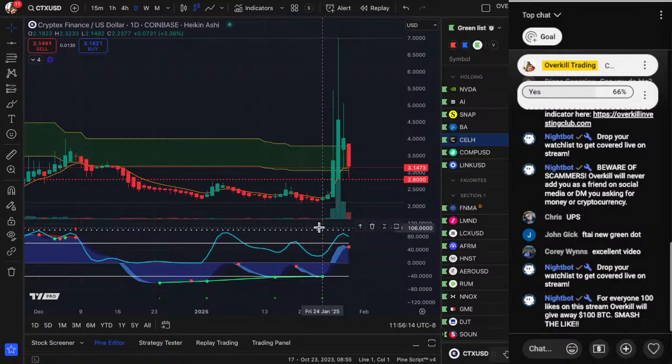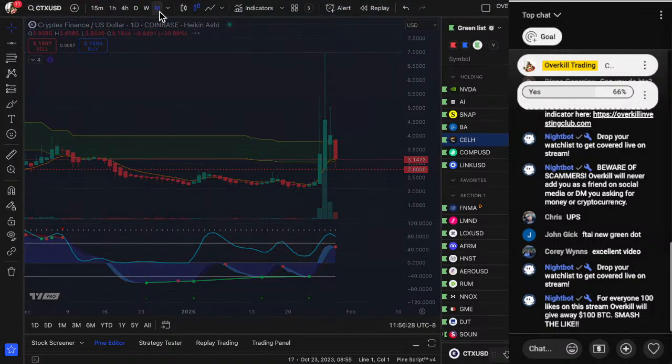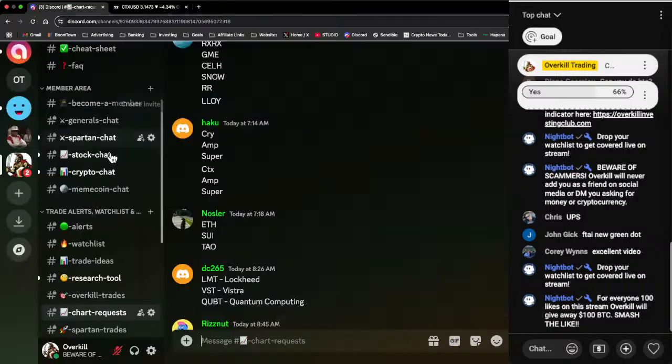If you were buying the green dot here on Friday, you were buying at $2.30. It went all the way up to 7. That was 150, 200% move all the way there to the top. You should have been taking some off. Now it's back in the golden zone, so we'll see if this thing holds on to 280 here. Let's see the monthly. Monthly had a big move up. I don't know what this thing is. Looks like an altcoin here. CTX. Let's look it up.